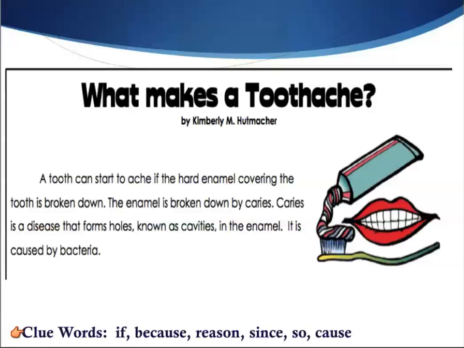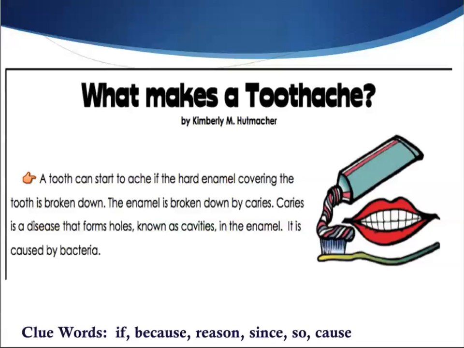Okay, so as a reminder, here are some clue words you might see for cause and effect. If, because, reason, since, so, and cause. So as we read, watch for those. What makes a toothache? Okay, read with me.